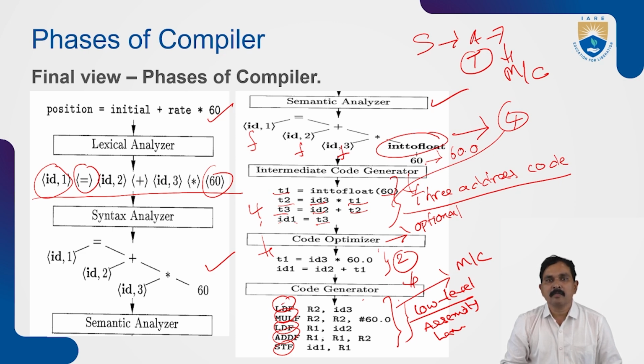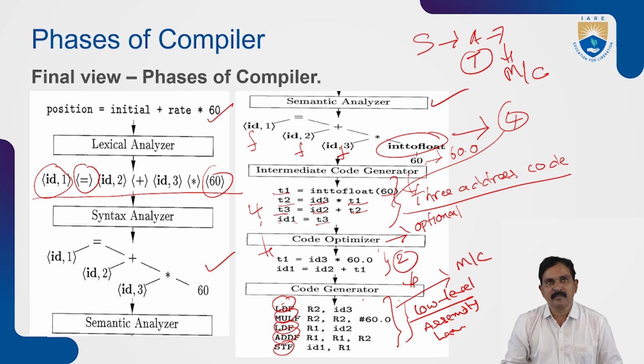Once again I will explain the names of the phases. One is the lexical analyzer, then the syntax analyzer. Third one is the semantic analyzer, then intermediate code generation, code optimization, and code generation. These are the important phases you recognize while implementing the compilers of particular languages.